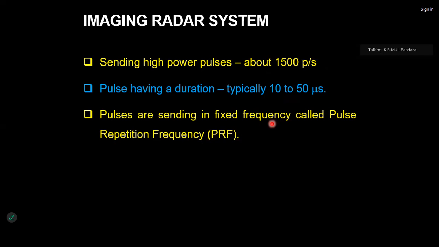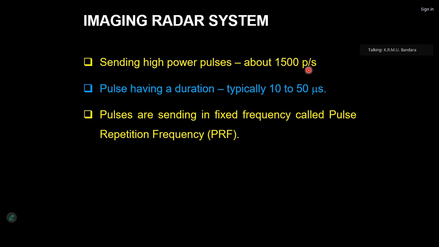Pulses are sent at a fixed frequency, such as 1500 pulses per second, all the same frequency. This is called the pulse repetition frequency. The pulse is repeated: first time sent, second time sent. The time difference between the first and second is the same as between the second and third, and the third and fourth. So the pulse repetition frequency is the same.